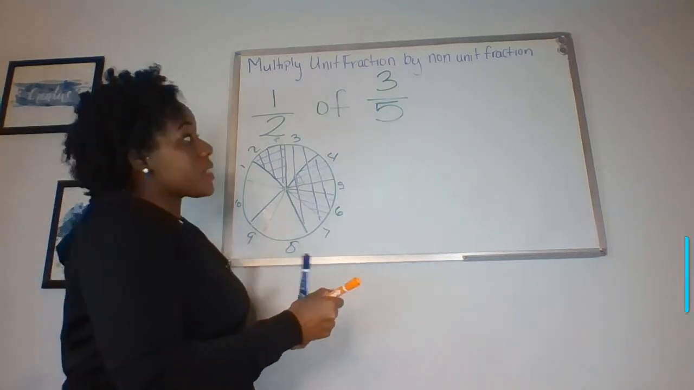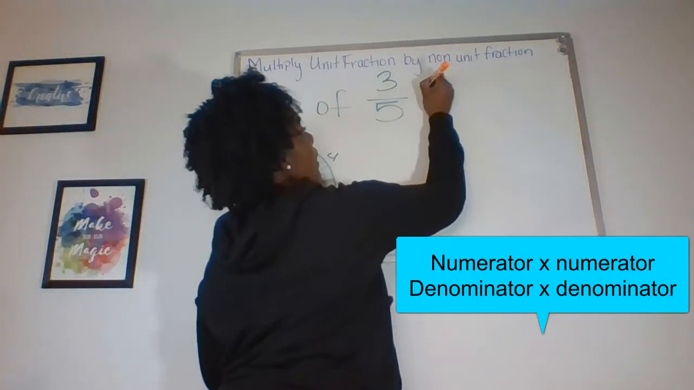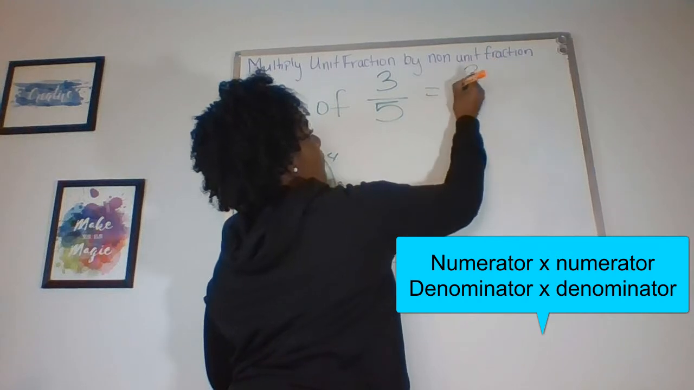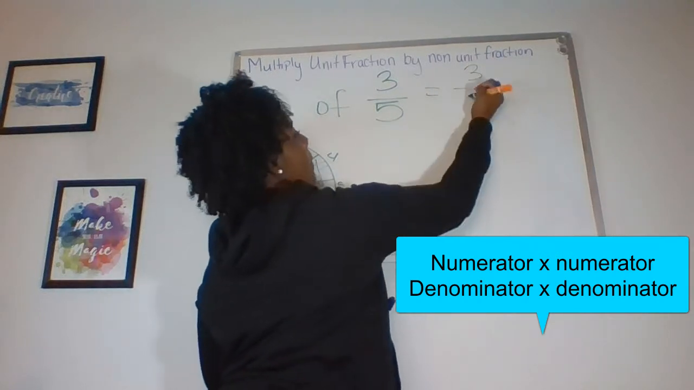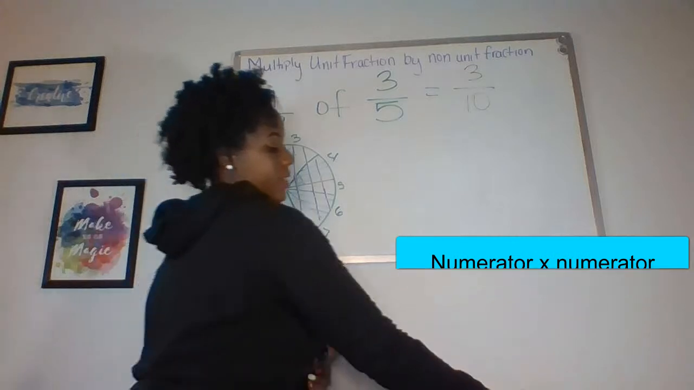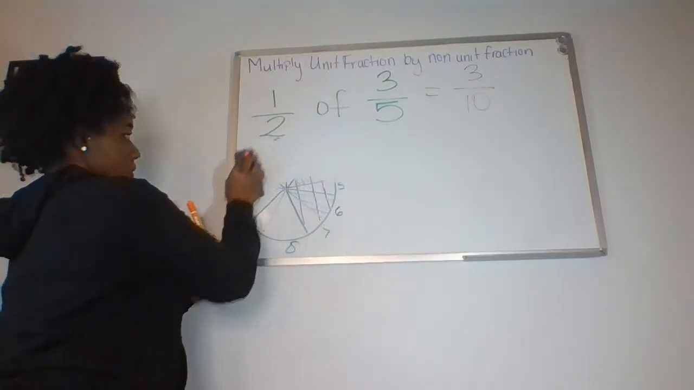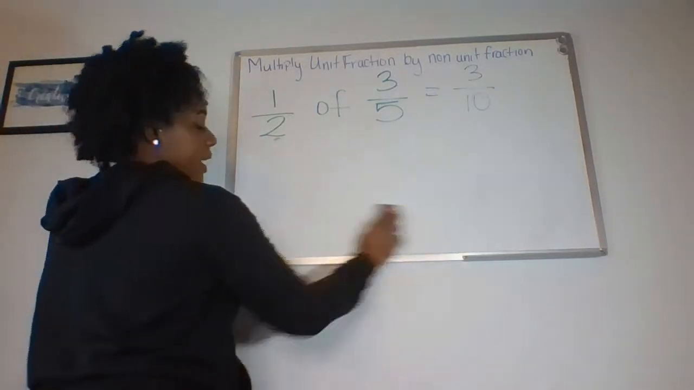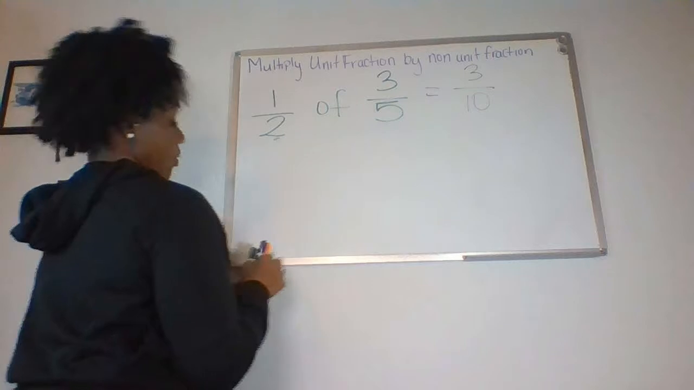Remember, we do numerator times numerator. 1 times 3 is 3. Denominator times denominator. So we get a total of 3/10. Okay? So now I'm going to go ahead and do the rectangles.